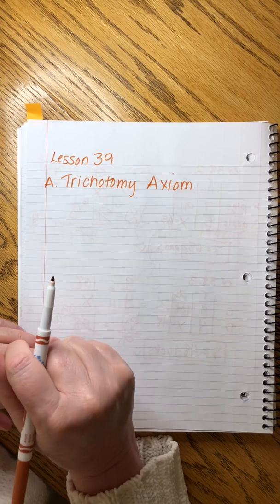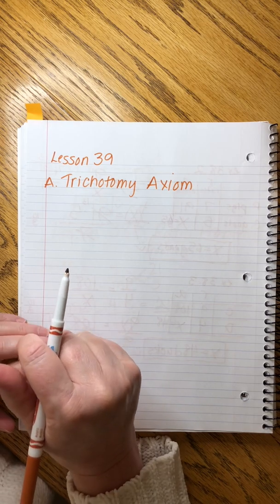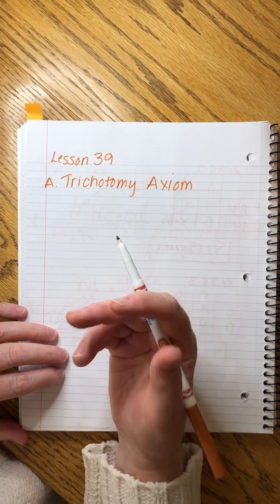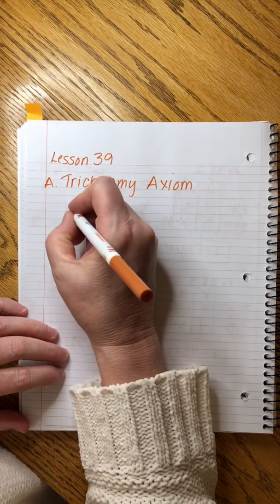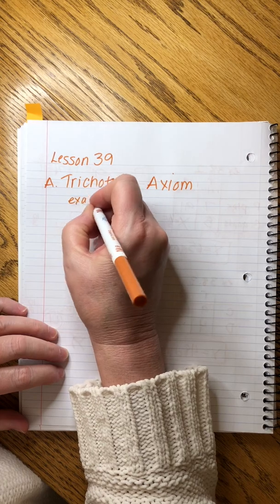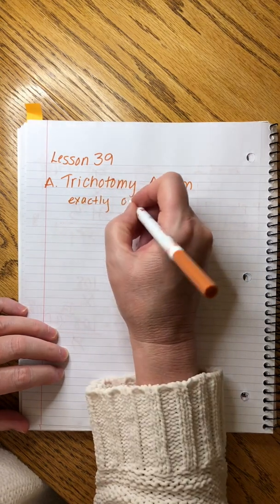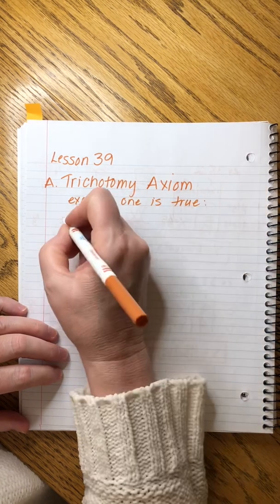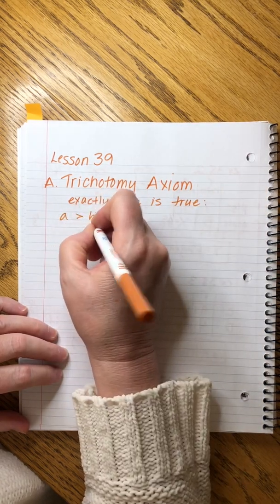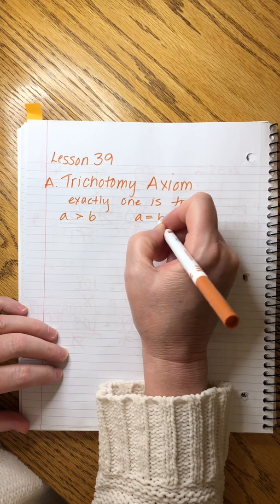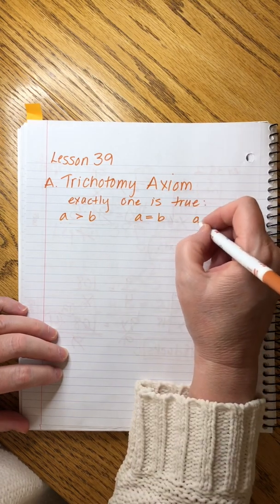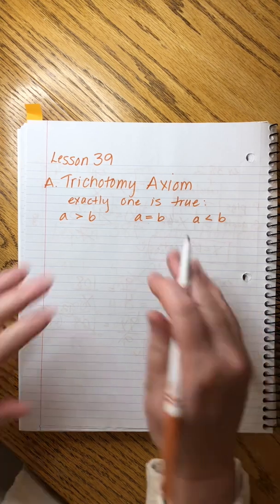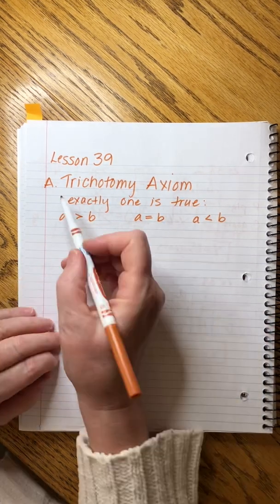It is a really, really simple rule. For any two real numbers, exactly one of these things is true. Either A is greater than B, A is equal to B, or A is less than B. Whoa, did I just rock your world? That's what the trichotomy axiom is.